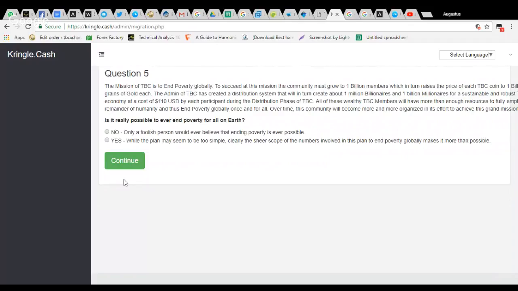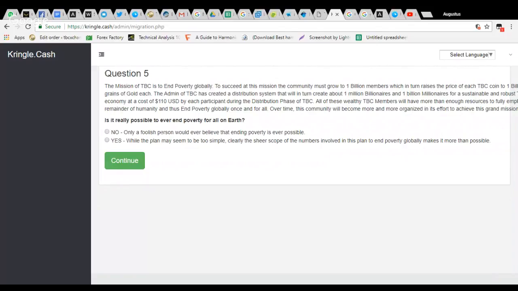All these wealthy TVC members will have more than enough resources to fully empower the remainder of humanity and thus end poverty globally once and for all. Over time, this community will become more and more organized in its effort to achieve the grand mission. So is it really possible to ever end poverty for all on earth?